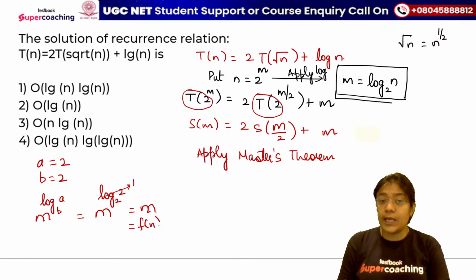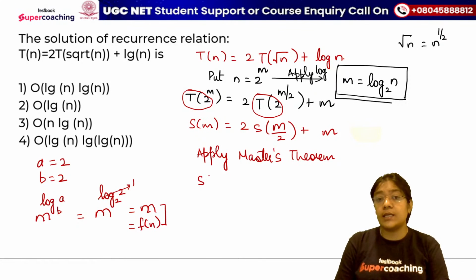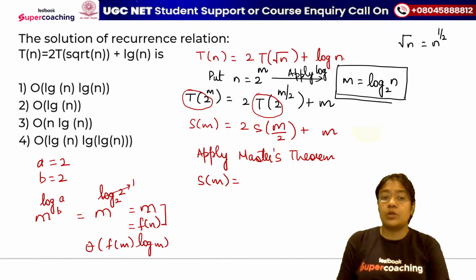और जब same case आता है, that's a case of tie, तो हम टाइम कॉम्प्लेक्सिटी कैसे रिटर्न करते हैं? जब tie आ गया, so it is theta of f of n into log n. So this is what I'm writing here. f of m is nothing but m, so we'll get here m log n.